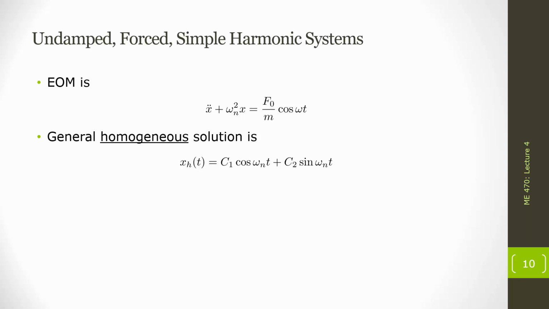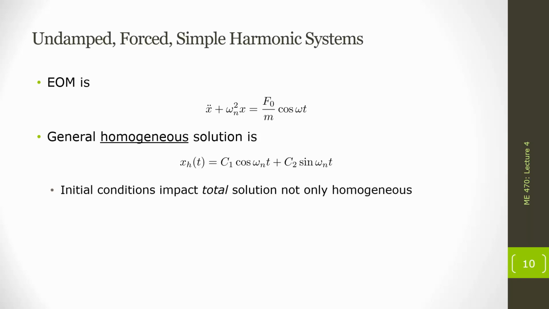So we don't know C1 and C2 yet, but at this point we cannot apply our initial conditions and solve for C1 and C2. We need to wait for the total solution. So they're going to impact the total solution, not only the homogeneous. The total solution is going to be the homogeneous part plus the particular solution that we need to find. So the particular solution, if you remember, is going to depend on what the forcing looks like, what does the right-hand side of our ODE look like, and what's the form of the left-hand side of our equation.